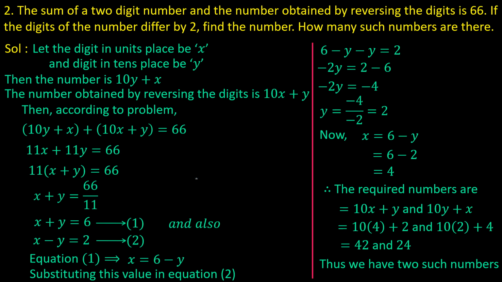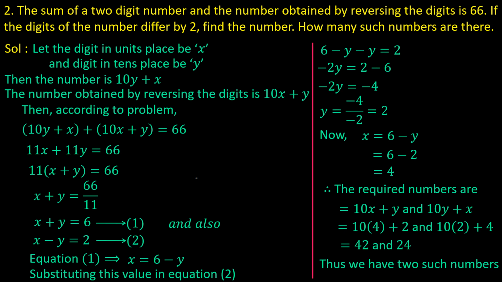If we take 42, the difference of digits is 2, and the number obtained by reversing the digits is 24, and 42 plus 24 is 66. In the same way for 24, 24 plus 42 is 66, and the difference of the digits is 4 minus 2, which is 2.